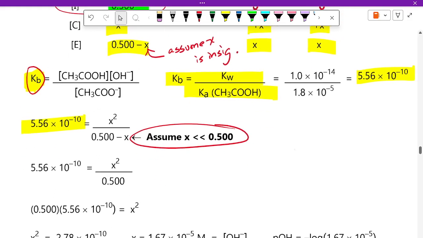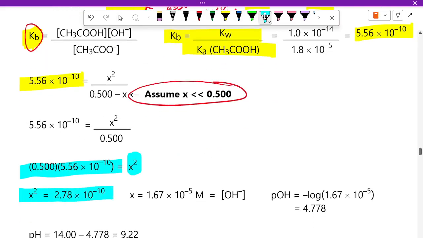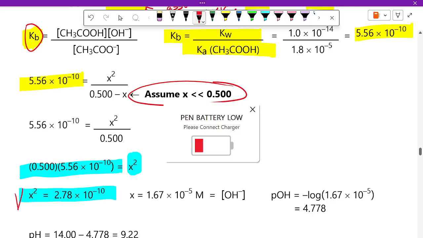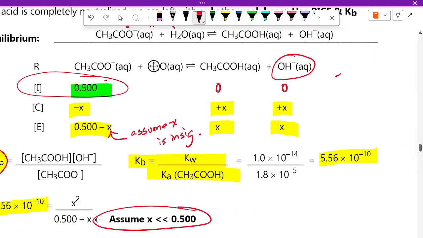We solve for x squared. X squared is 2.78 times 10 to the negative 10. We take the square root of all of that, and we get x is equal to 1.67 times 10 to the minus 5 molar. Now remember, you need to go back and check for yourself. What is x? X is the concentration of OH.